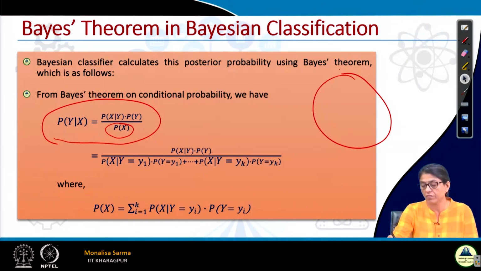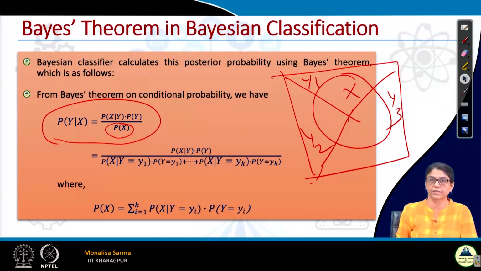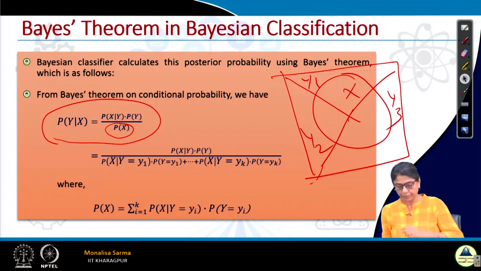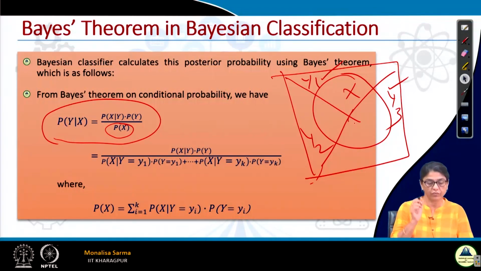If I draw it this way, suppose this is my sample space, my whole universe. These are 3 distinct classes: this is say y1, this is y2, this is y3, and suppose this circle is x. What I want to find out is, given certain attributes for this x, what is the probability that my class is y1, what is the probability that my class is y2, and what is the probability that the class is y3, for the given set of attributes x. So we have to find that basically.